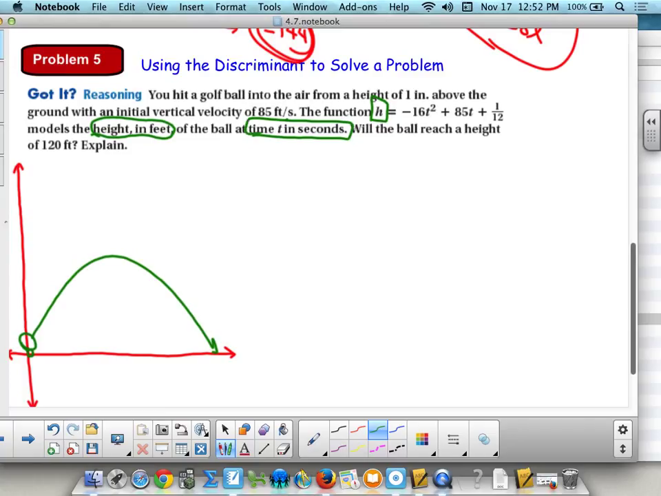So here's the deal. The x-axis is now the what axis? What took x's spot? Time, t. T for time. Measured in what? Seconds. Okay. Now what took the y spot? Height. The height of the golf ball, right? Okay, now listen to the question. It says, will the ball reach a height of 120 feet?